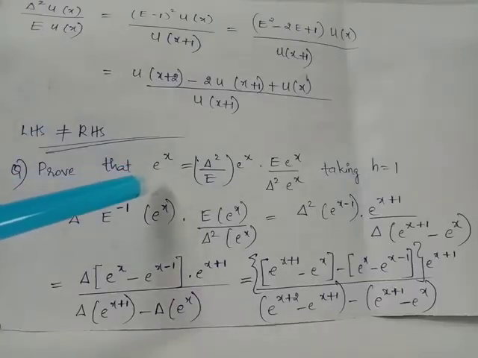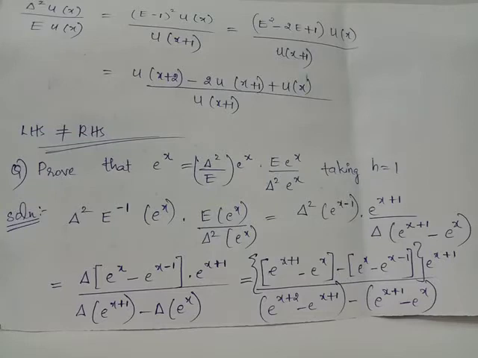that e raised to x equals delta square upon e acting on e raised to x, multiplied by e acting on e raised to x upon delta square acting on e raised to x, taking interval of difference in h, equals 1.